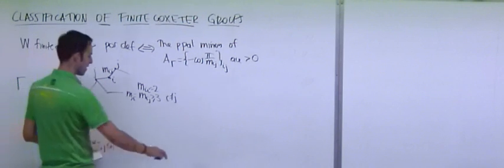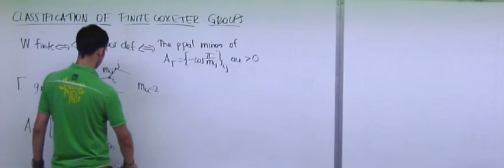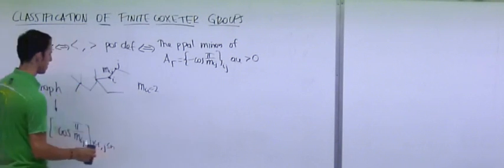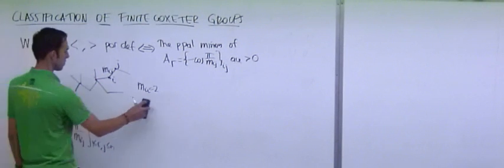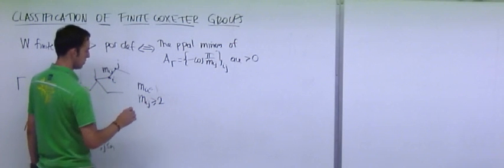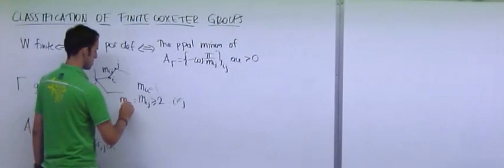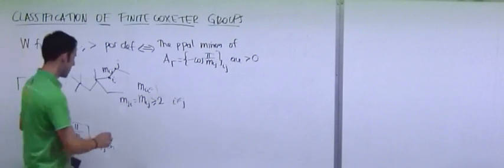So that means that this is a lie. Am I saying this correctly? No, I think mii is 1, and mij is greater than or equal to 2. Okay. And so the question is, when is this positive definite? So let me give you the answer, and then we'll prove the answer.